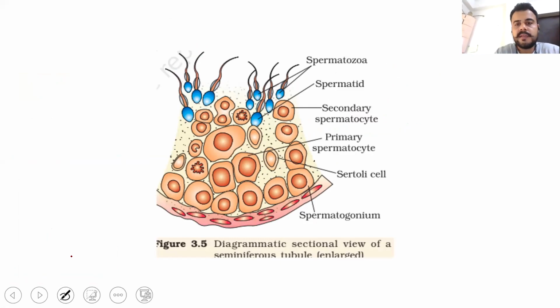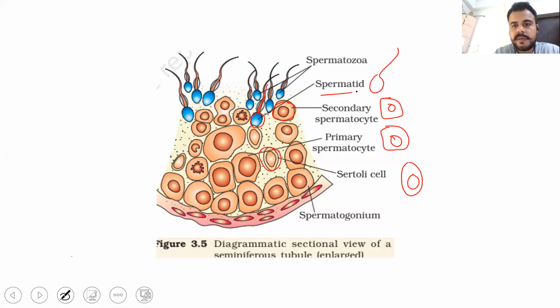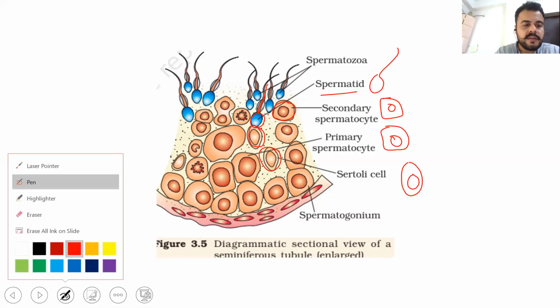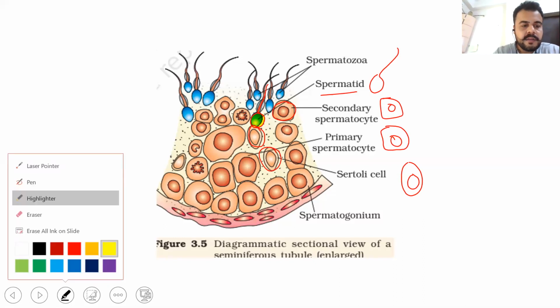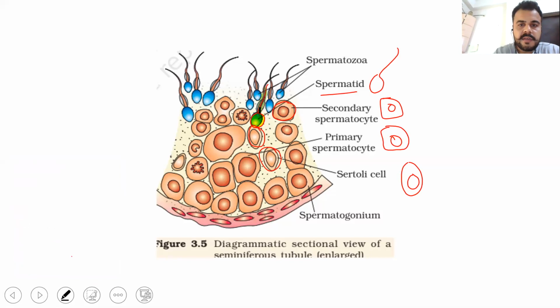So you can see over here, these are the Sertoli cells. Then these are the primary spermatocytes, then these are secondary spermatocytes. Then you have this sort of structures which is spermatid. And finally, as you see, this head is embedded in the Sertoli cell. The yellow part is the Sertoli cell, and it is embedded in that.